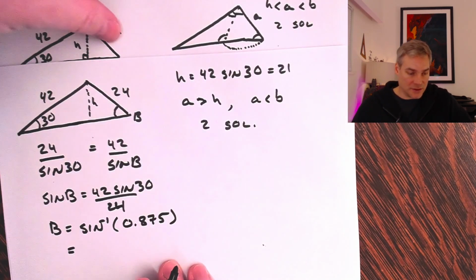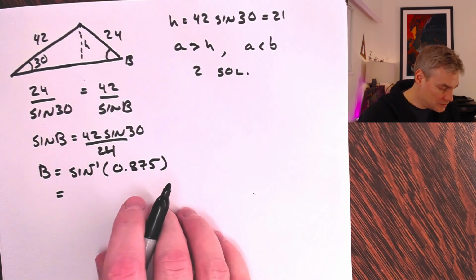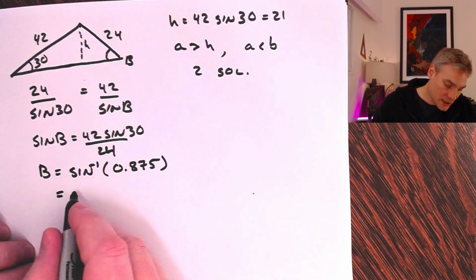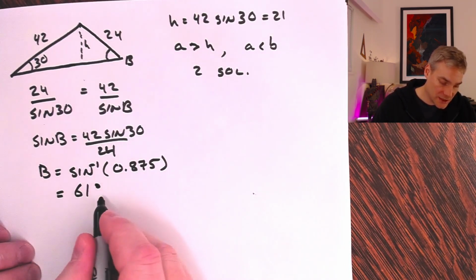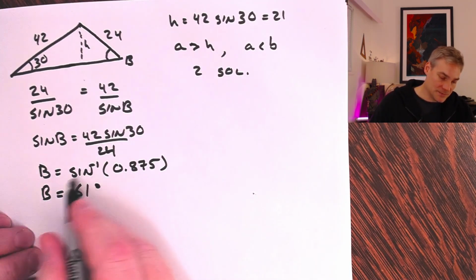Sorry, I've fallen off the page there. We can shimmy this all up. And we do the arc sine of my answer, and I get 61 degrees. There's some rounding error, but that's good. Okay, so that's this one.